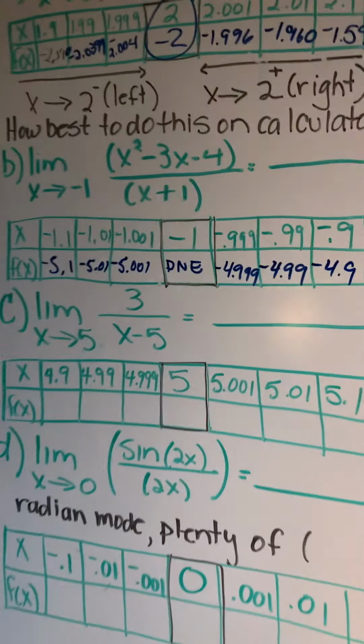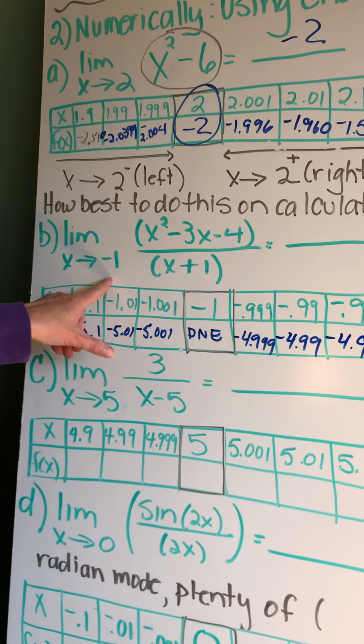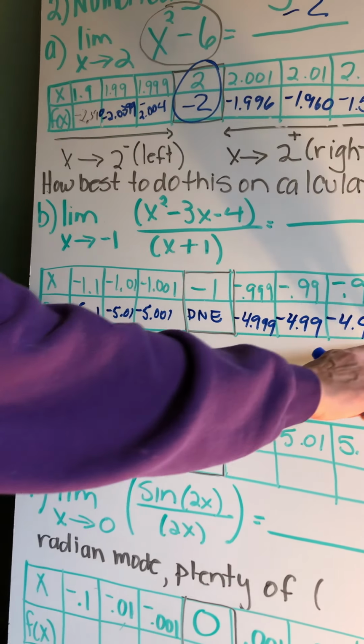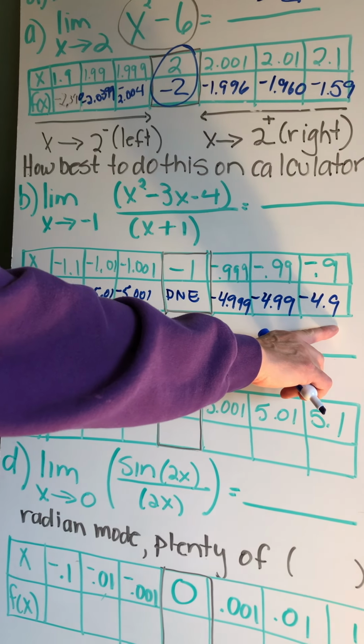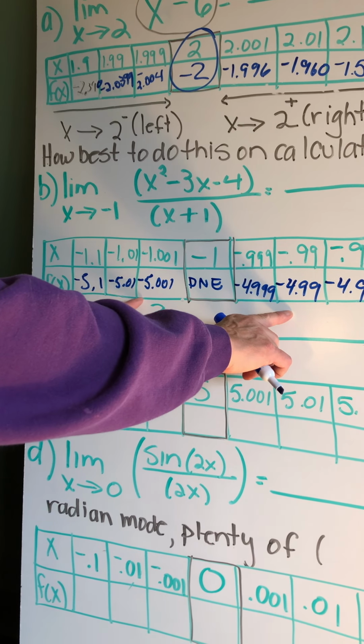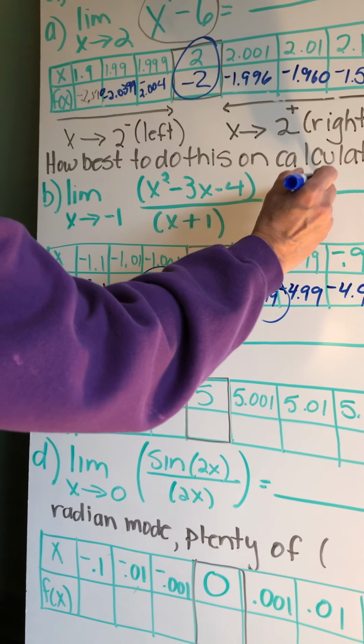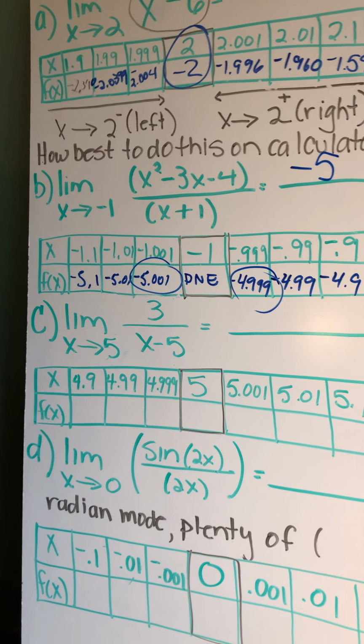All right, let's take a look at the limit. Let's approach x of -1 from the left and the right. Let's take a look at those function values. As you approach x of -1 from the left and the right, you can see that the value of the function is approaching -5.